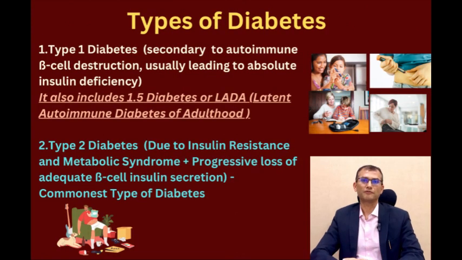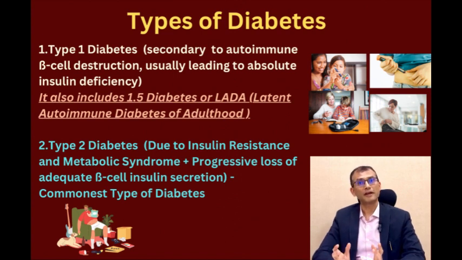So what are the different types of diabetes? Number one is type 1 diabetes. We also call it juvenile diabetes because it affects children and young adolescents aged less than 20 years. It is also known as insulin dependent diabetes because these people need insulin to stay alive and to control their sugar levels. This is due to autoimmune destruction of beta cells of the pancreas.